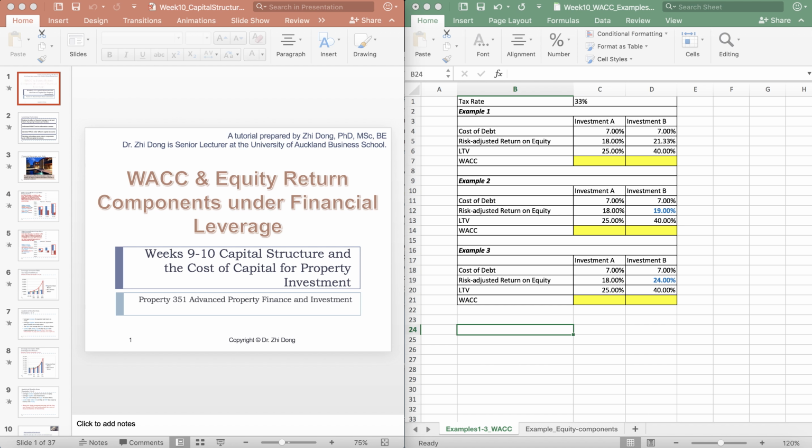Hi guys, in this video clip, I'm going to demonstrate the understanding and calculation for weighted average cost of capital and the equity return components under financial leverage.